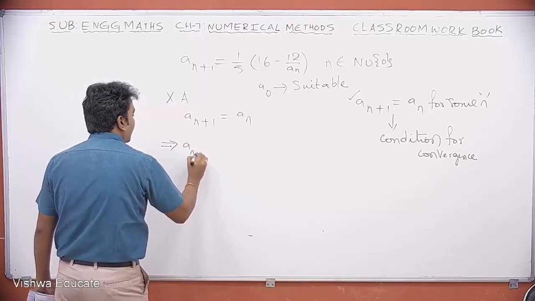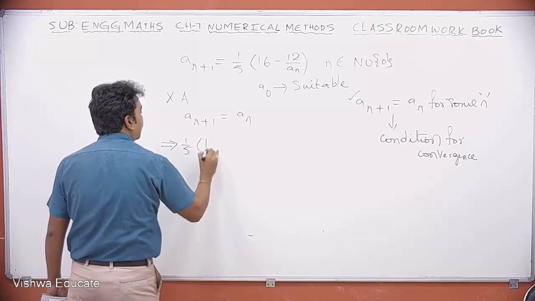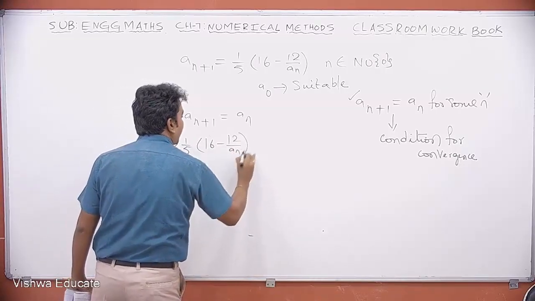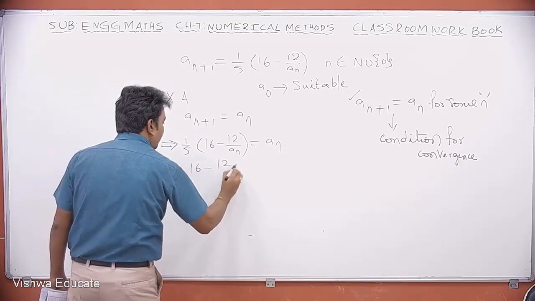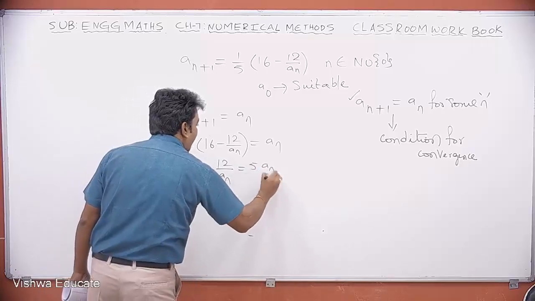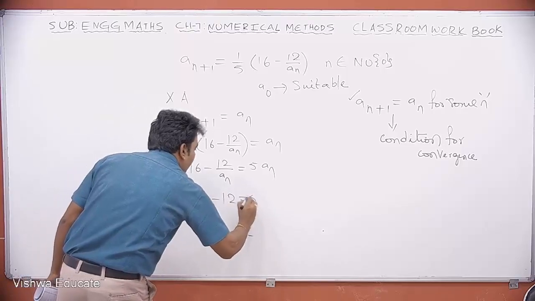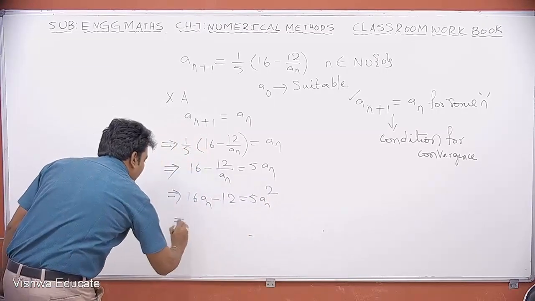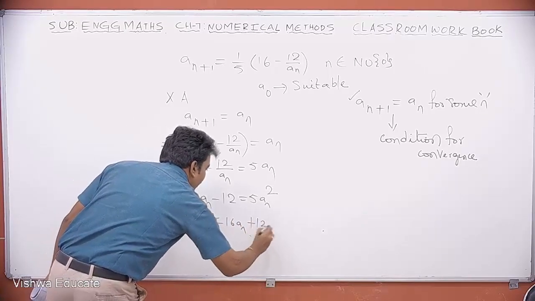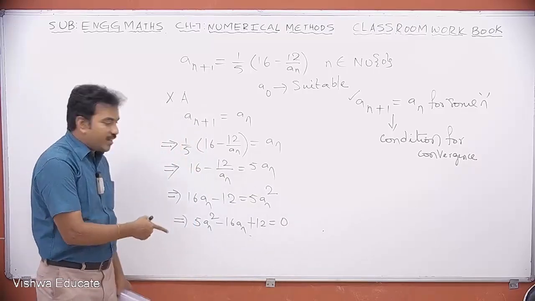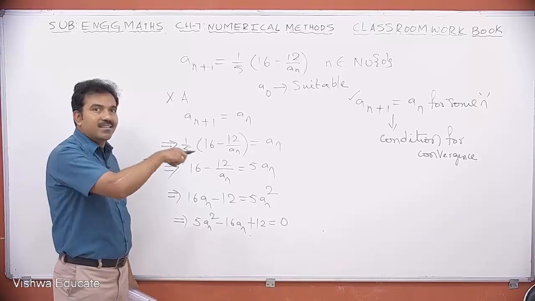So the condition for convergence is a(n+1) equal to a(n). But a(n+1) is given as this expression. So this is 1 by 5 into 16 minus 12 divided by a(n) equal to a(n). Therefore multiply this with 5, so it becomes 16 minus 12 by a(n) equal to 5 a(n). Multiply this with a(n). So this is 16 a(n) minus 12 equal to 5 a(n) square. So this implies 5 a(n) square minus 16 a(n) plus 12 equal to 0. Now this is a quadratic equation in the variable a(n). Solve this, you will get two roots, and identify which is there in the options.